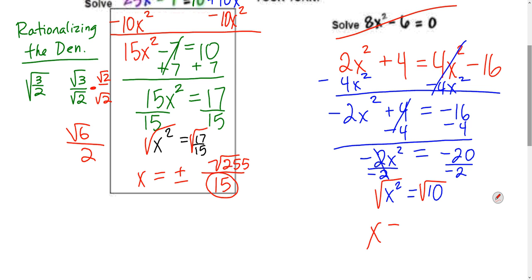So our final answer ends up being plus or minus square root of 10. We already did this one, right? Square root of 10 is just square root of 10, so we can just leave that alone. And that's pretty much it. That's what your entire assignment for today is going to be about.